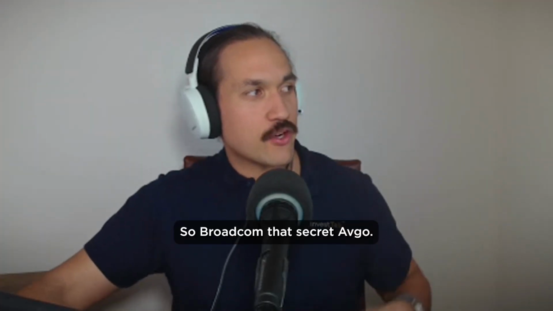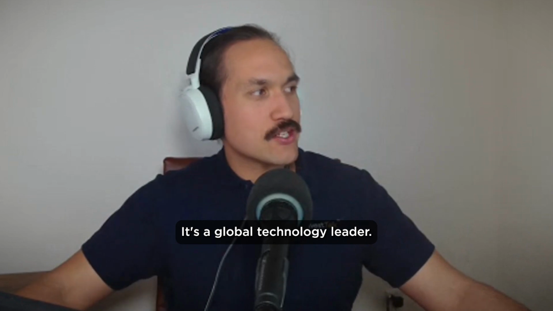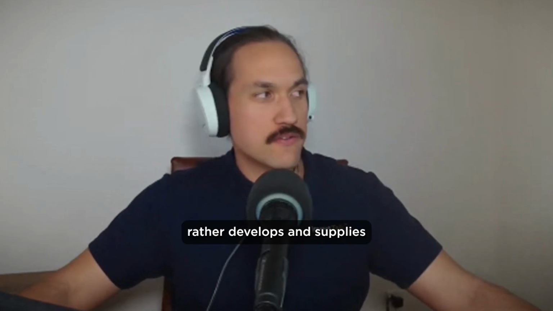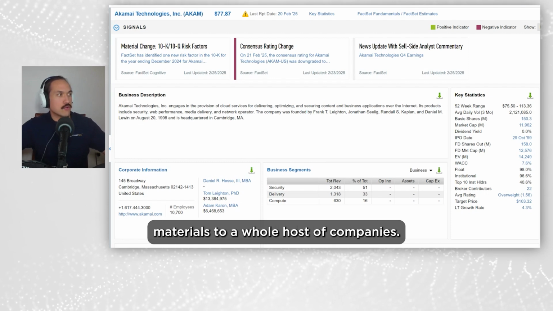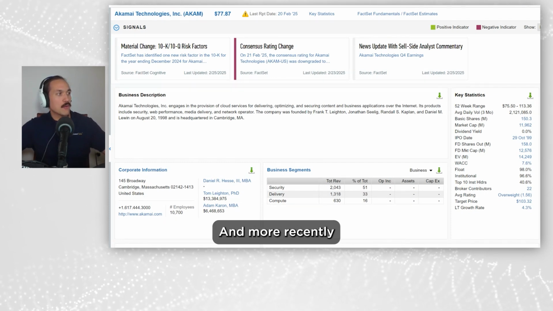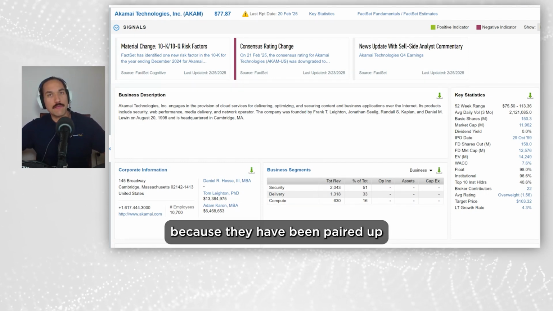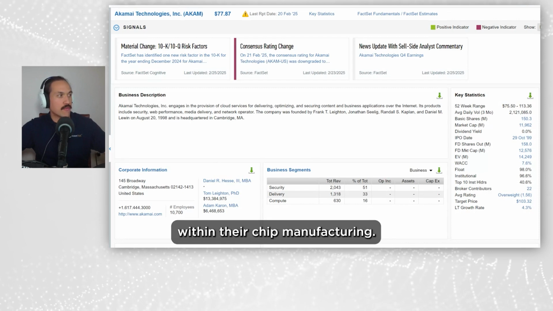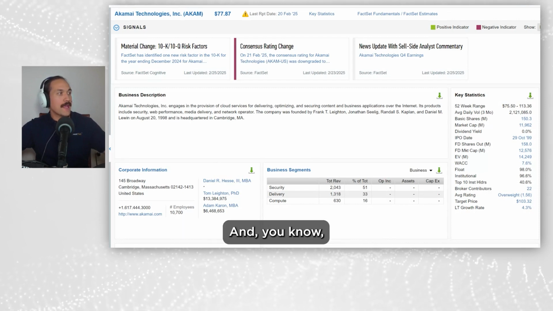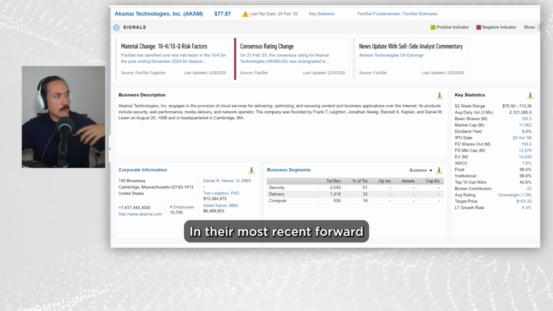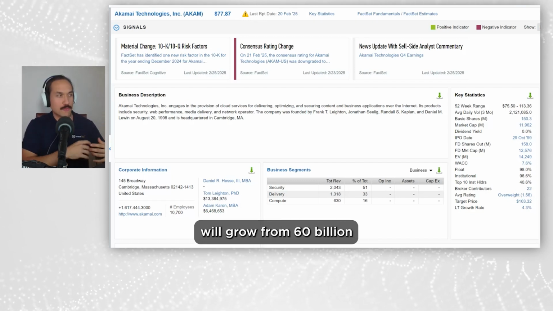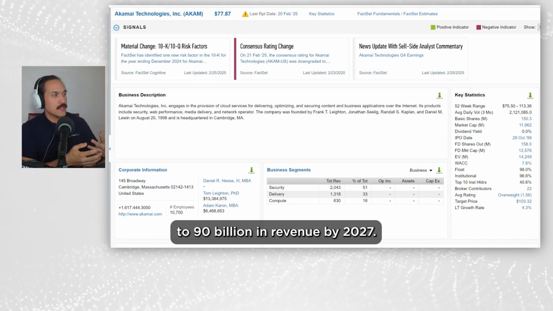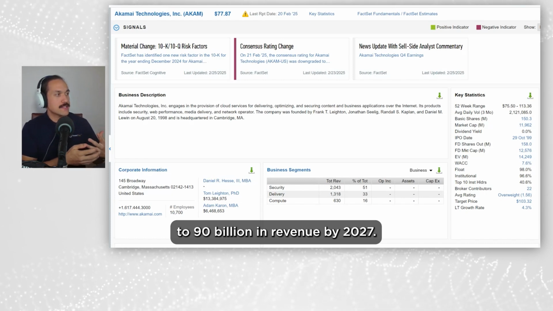So Broadcom, that's ticker AVGO. It's a global technology leader, designs, develops, and supplies a broad range of semiconductor materials to a whole host of companies. More recently, they've been pretty successful because they have been paired up with Apple for quite some time within their chip manufacturing. And you look at it at first glance, in their most recent forward-looking guidance, their CEO estimated that the chip industry will grow from $60 billion to $90 billion in revenue by 2027.